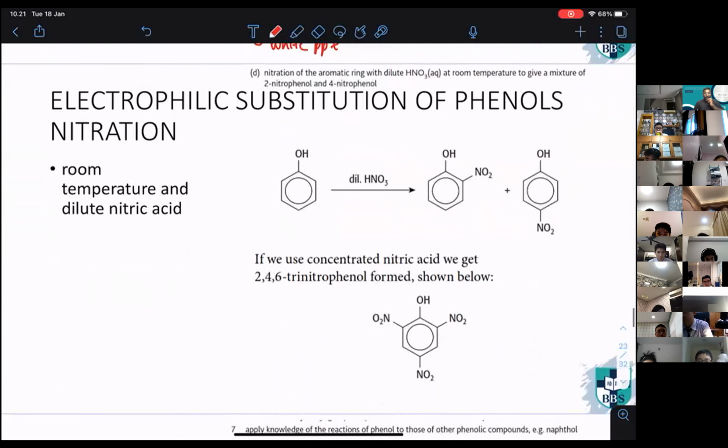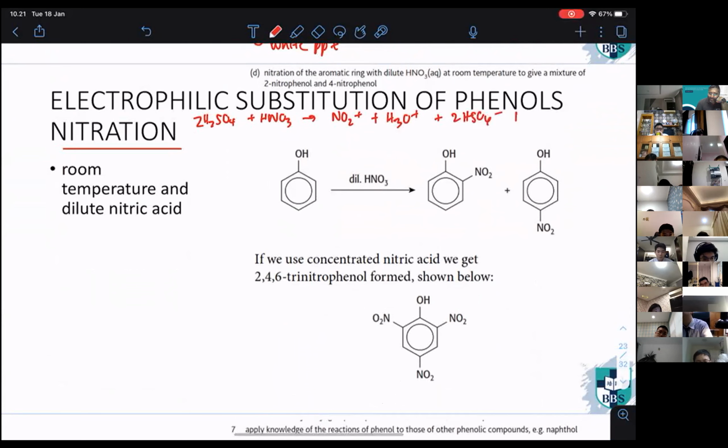So if you look at the other reactions, electrophilic substitution of phenol, other reactions like nitration. Remember last time, when you have nitration with benzene, you prepare using concentrated H2SO4 and concentrated HNO3, and you are going to get the NO2+, H3O+, and 2HSO4-. I just rewrite again. This is with benzene. Why? You need to prepare first. But now, you do not even need to have concentrated acid or concentrated nitric acid.